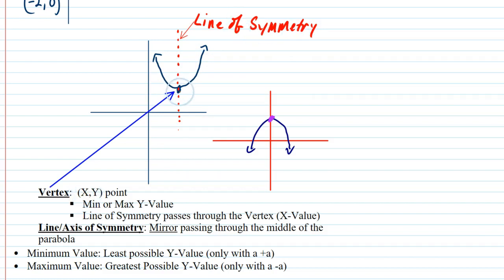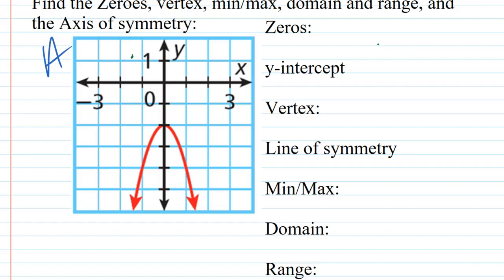The vertex is the center point. Vertex is always x, y. It's going to be either the lowest point with a positive a or the highest point with a negative a. We call that the minimum and the maximum values. The least possible y value or the greatest possible y value will always be the y value of your vertex. The line of symmetry is always the x value of your vertex. We're going to find the zeros, the y-intercept, the vertex, the line of symmetry, the min-max, domain, and range.